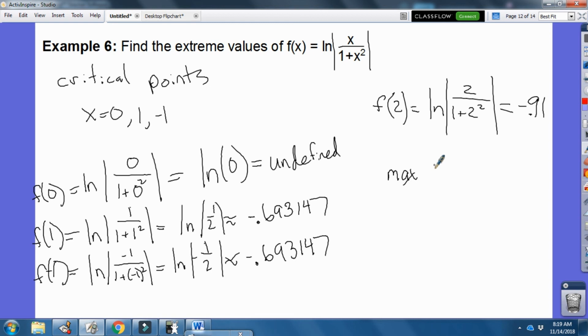are 1, negative 0.693147, and negative 1, negative 0.693147. So those are the 2 absolute maxes. There are no minimums.